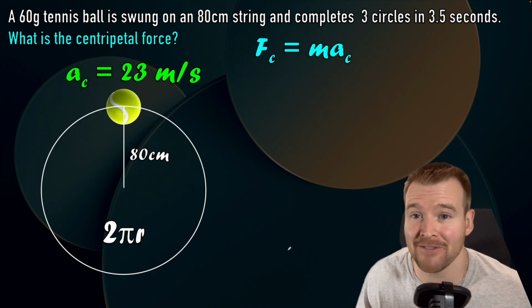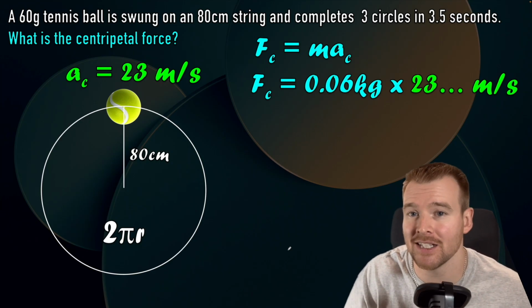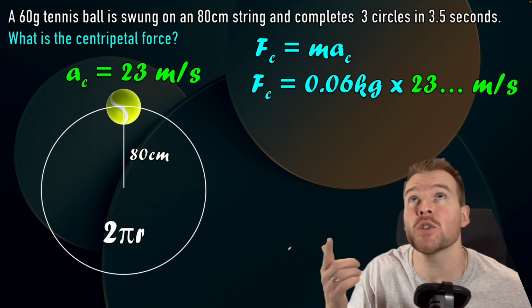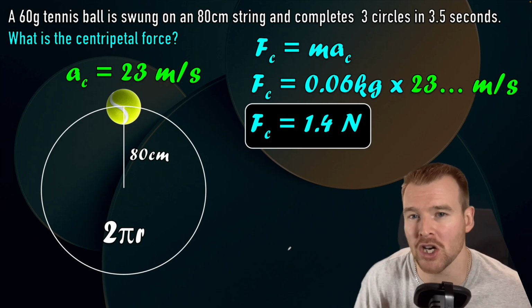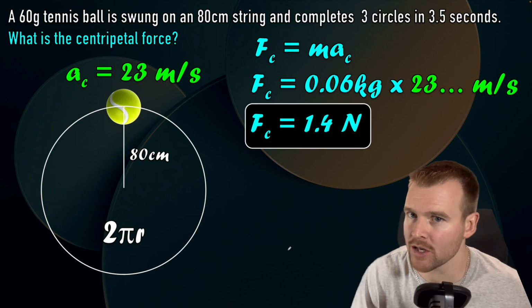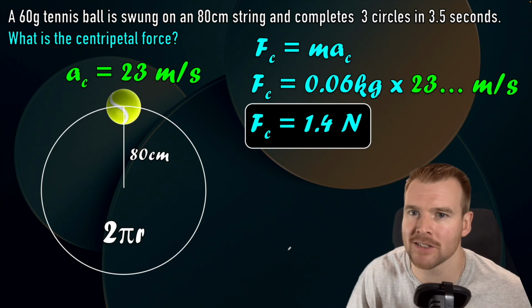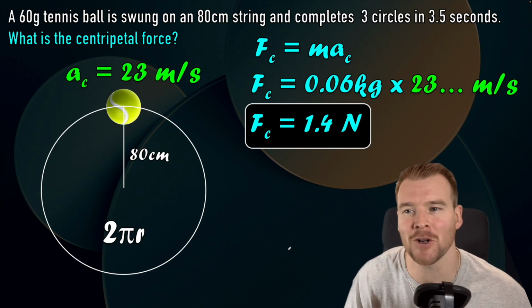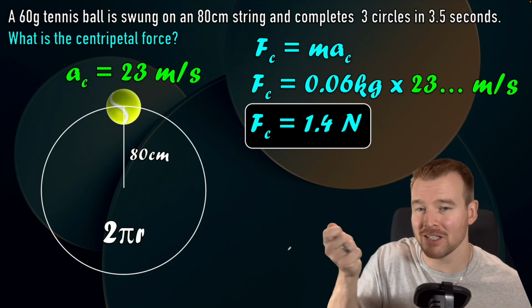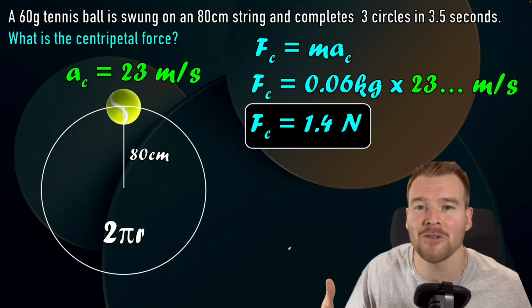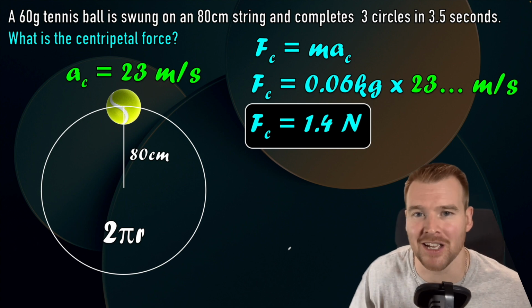I'm just going to say Fc is equal to m a_c, our mass times our acceleration, 23 point, use your decimals there, and I get an answer of 1.4 newtons. A theory question could come up and say, what direction is that force? Always to the center of the circle. So that 1.4 newtons, if I'm swinging around that tennis ball, I have to keep pulling the tennis ball to the center of the circle for the entire time that it's going in that circle.